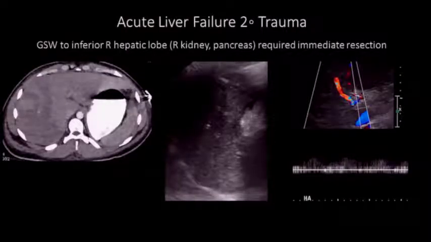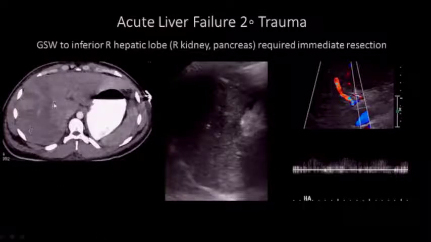Acute liver failure can, in occasional circumstances, occur from trauma. This patient had a gunshot wound to the inferior aspect of the right lobe of the liver, which also involved the right kidney and the head of the pancreas. The patient had no imaging and went immediately to the operating room where part of the right lobe of the liver was resected. Subsequently, the patient was not doing well and had CT and ultrasound.